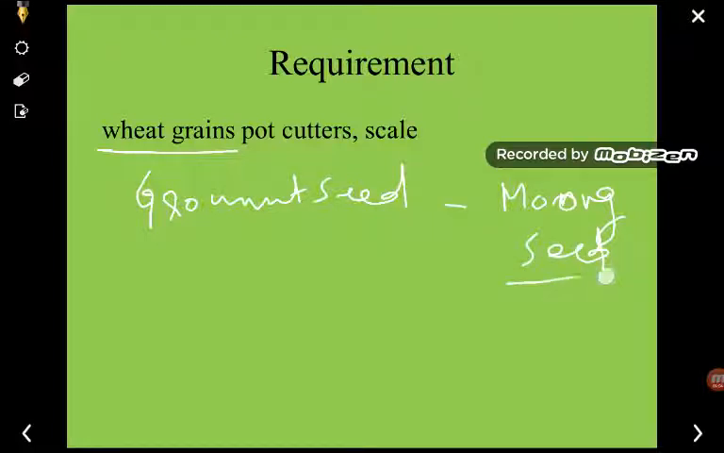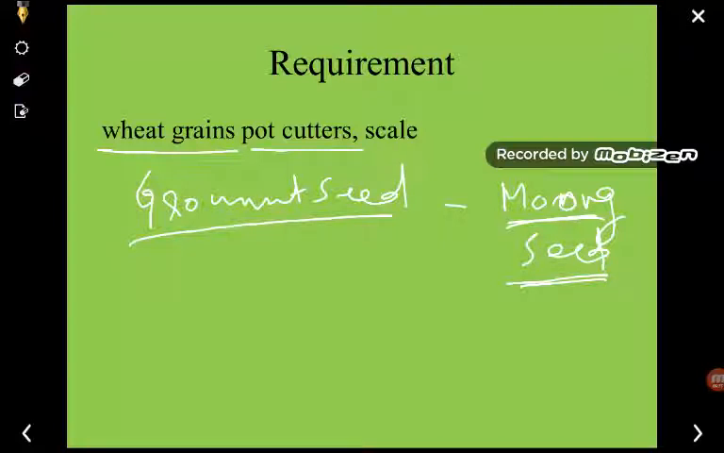So we are going to choose both the seeds, that is groundnut seeds and the moong seeds, or you can choose any type of seeds which can give you the result within a week. So we are going to select a pot cutter, where we are going to cut the plant parts.